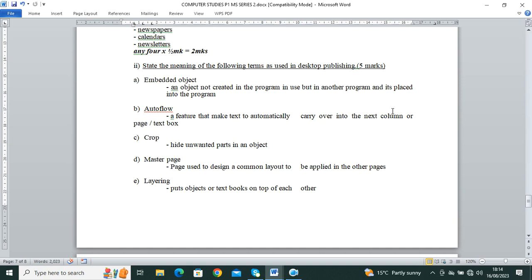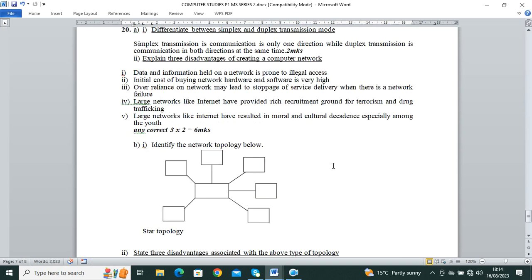Then you have layering. Layering puts objects or textboxes on top of each other. You see, it's layering, you're creating layers. So it's just like placing one object over the other.